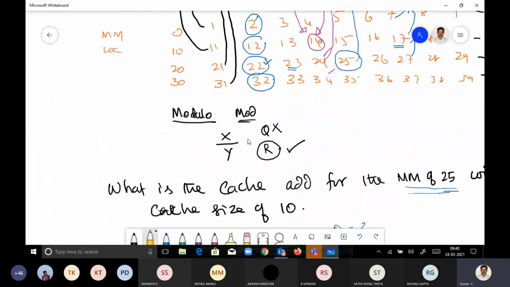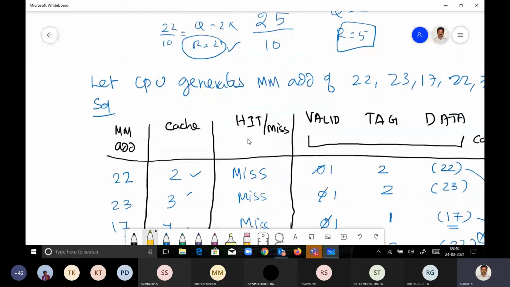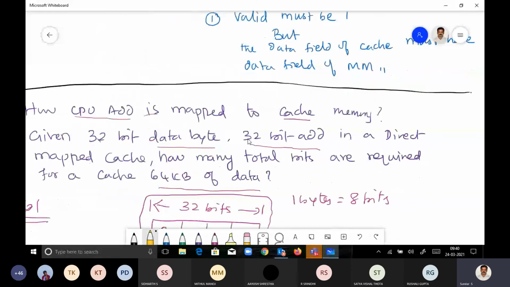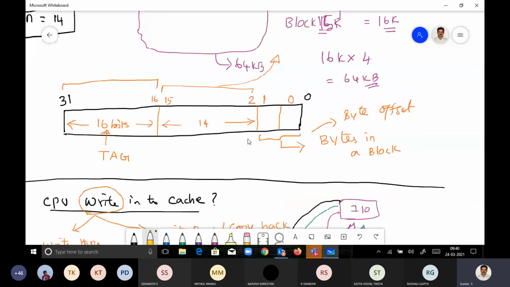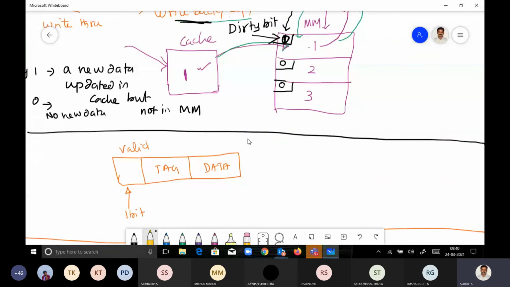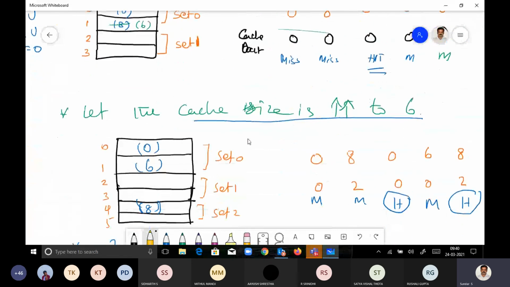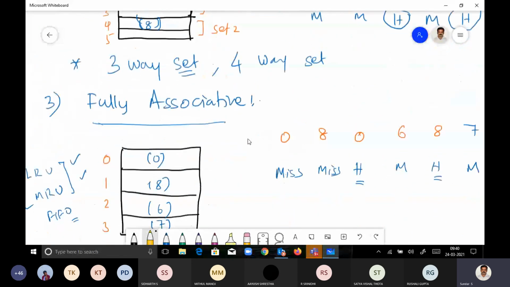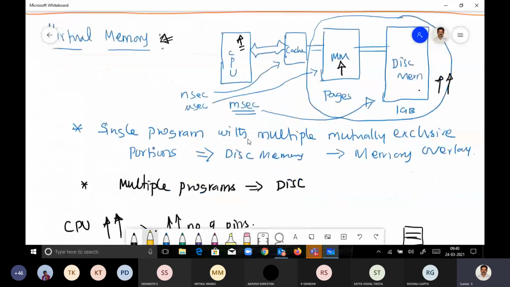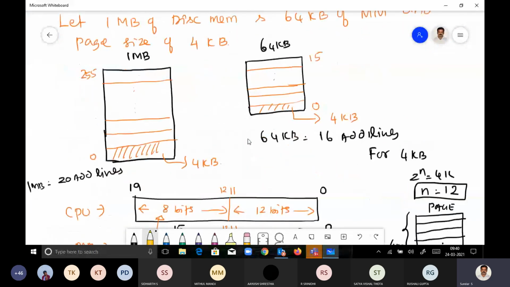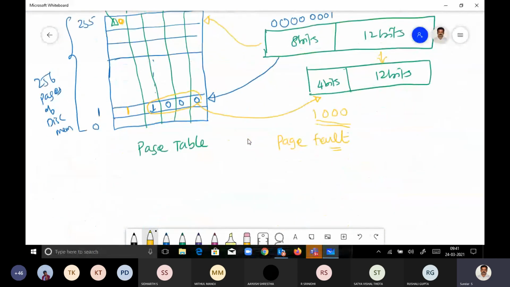Page table size depends on what? How many pages are there in the main memory, and how many pages are there in the disk memory, right? So the table size will increase. The page table size depends on how many pages are used in the system, in the main memory as well as in the disk memory. Accordingly, the size of the page table will vary. Okay, let me conclude these points.